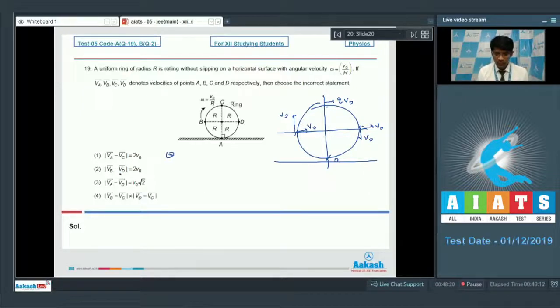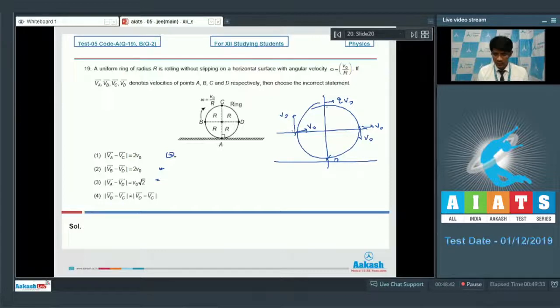Similarly, VB minus VD. This point being B, this point is D. So the difference of these two will be 2 V naught. This is also the correct option. And the third one is VA minus VD. A and D. So with respect to this point, it will have the velocity along the direction, that will be how much? Root 2 V naught. So this one is also the correct option.